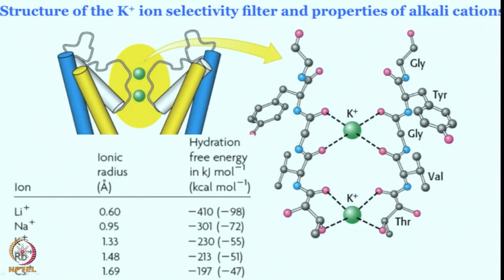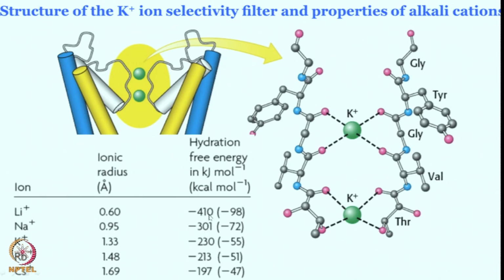As you can see, the size of rubidium and cesium are quite high, the radius is nearly 1.5 or higher. So, these will be excluded by default due to that smaller passage. Lithium and sodium are very small compared to potassium, but still they cannot pass through, and this is mainly due to the fact that the hydration free energy, or the hydration energy, of lithium and sodium are quite high.